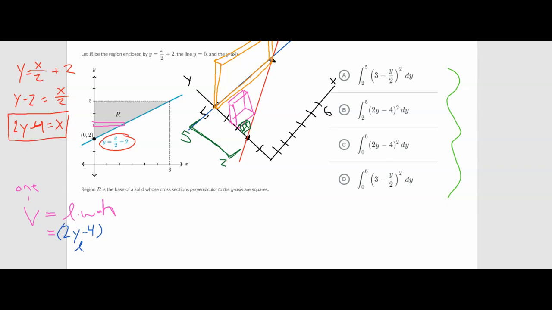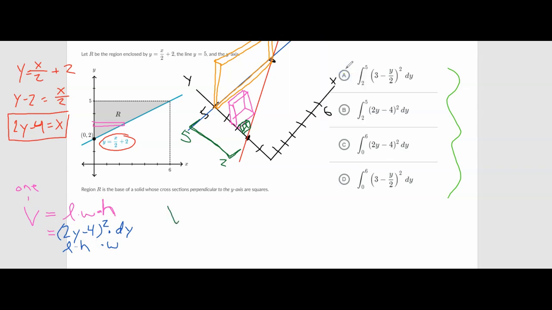That is our length. Let's do our height next. Because this is a square, the height and the length are going to be the same. So I'm just squaring this, and this becomes length times height. And then my width is going to be that dy this time, because I'm taking slices that are perpendicular to the y-axis, so the width is going to be some infinitesimally small change in y, not x. So there's my length, my height, and my width.